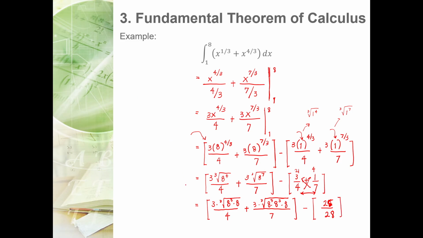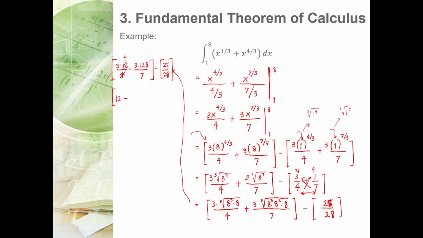So let's try to write it on the left side because we don't have space anymore. Again, the first one is 3 times 16 all over 4, then minus 3 times 128 all over 7, then minus 25 over 28. So 3 times 16 over 4 is 12. So the first term is 12.